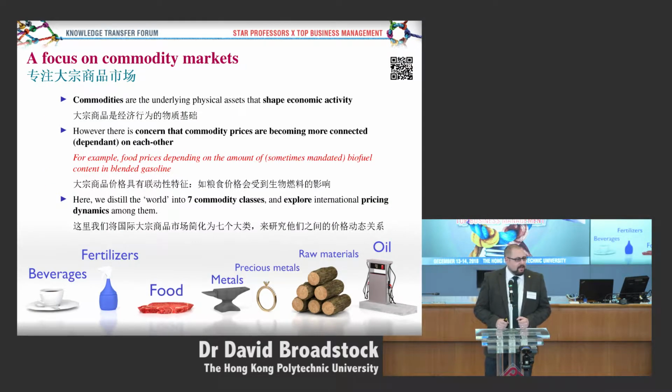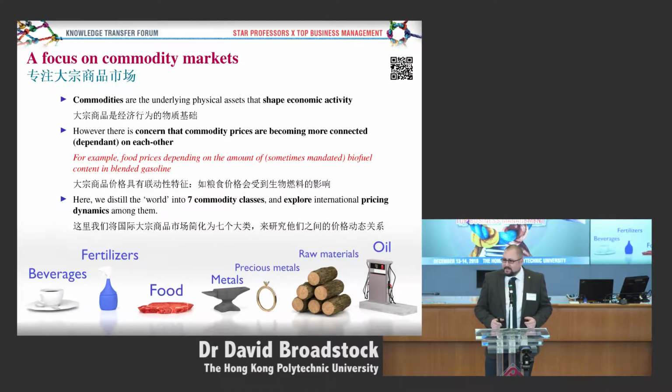So commodities are the underlying physical assets that do shape economic activity. We need to use these in order to generate things that we can use to make money, even just in terms of eating, so that we have energy to provide services. So it's not just physical products.